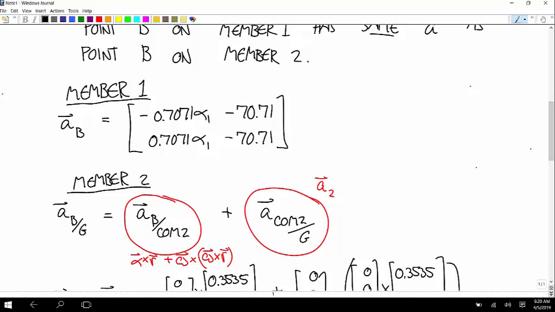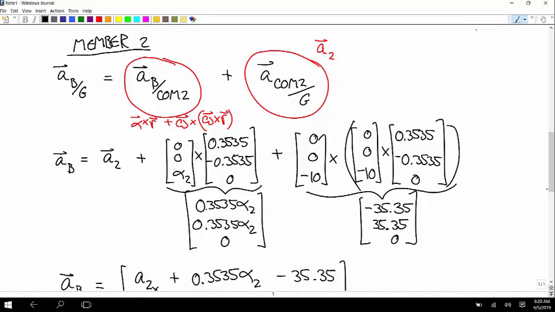We did this on Wednesday, so I didn't do it here. But first we isolated member 1, and since member 1 has a fixed point, all we had to do was use circular motion to figure out the acceleration of that point B on member 1 around the fixed joint. So we got that. And then we went to the second one, which doesn't have a fixed point. And if you don't have a fixed point, you have to express that acceleration in terms of relative motion.